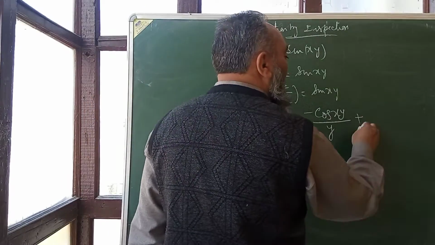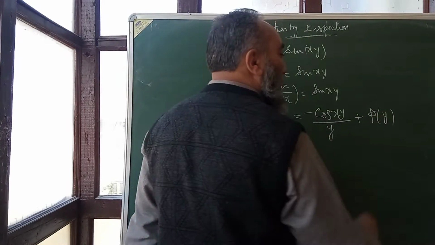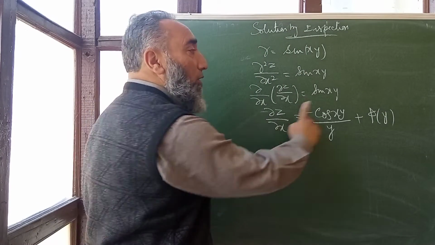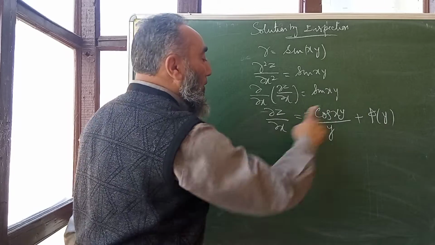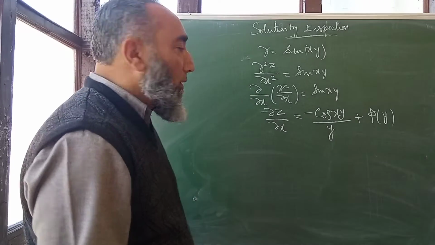Plus some constant of integration. What is that? It will be a function of y. Why a function of y? Because you are integrating with respect to x, so a function of y will be constant. If you differentiate again with respect to x, this will go and you will get the solution.